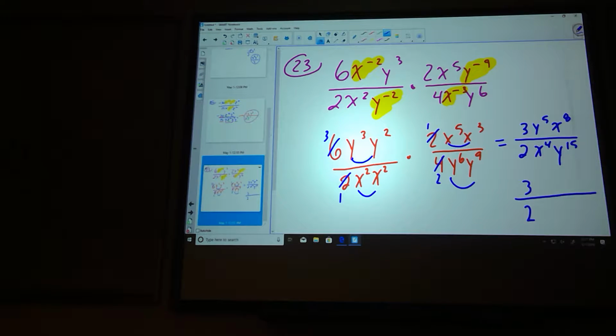All right, so let's take a look at the x's. Tug of war with the x's. Who wins, top or bottom? Top. By how many? 4. Cool. Tug of war with the y's. Who wins, top or bottom? Bottom. By how many? 10. There you go. That's it.